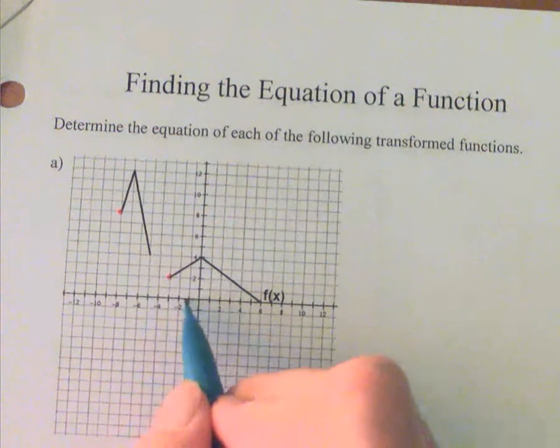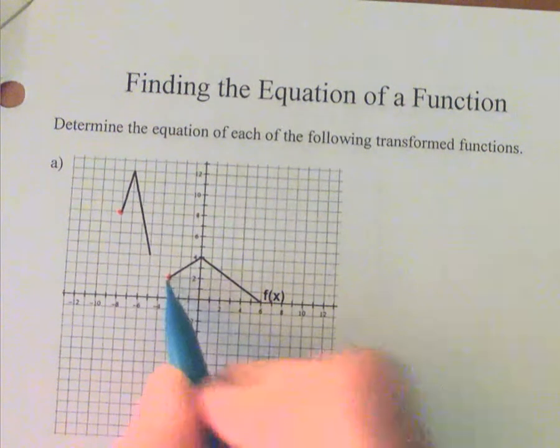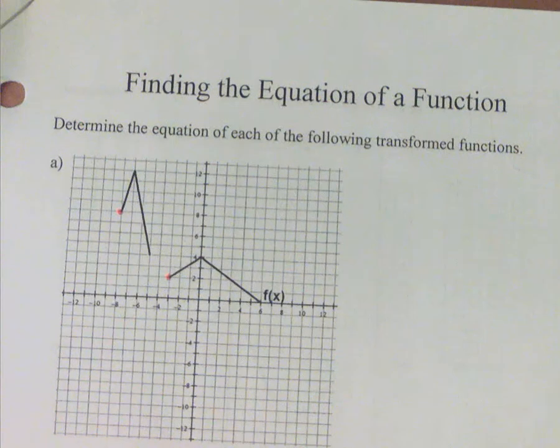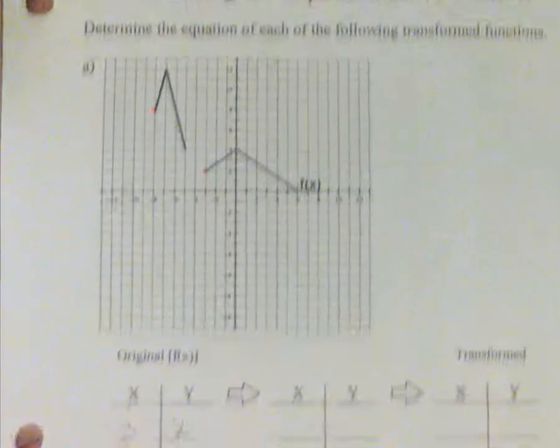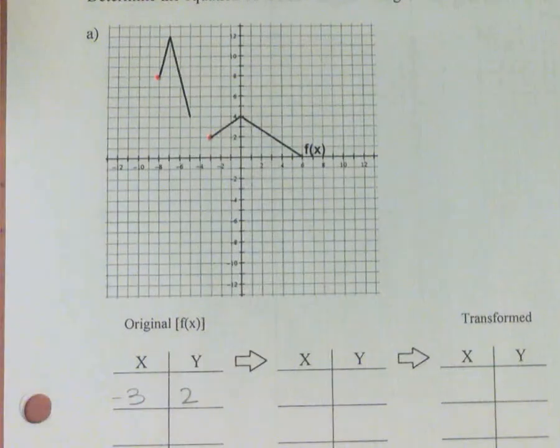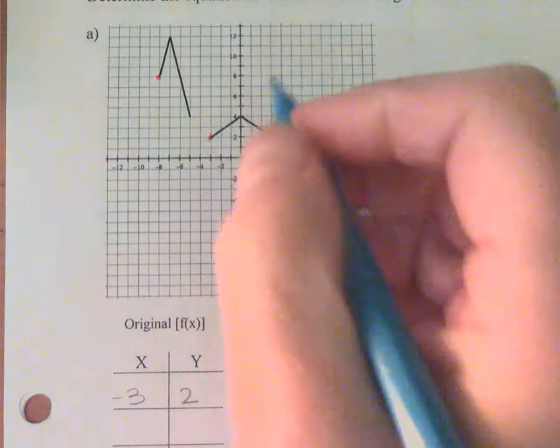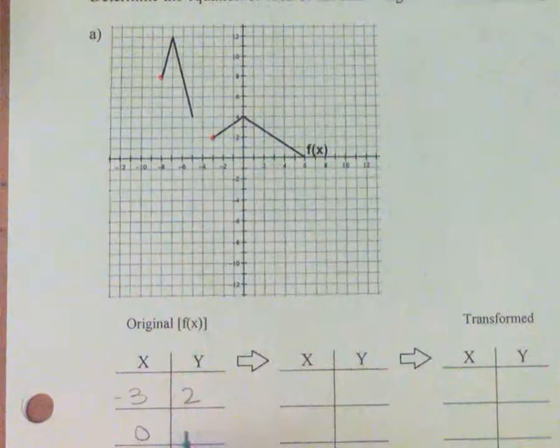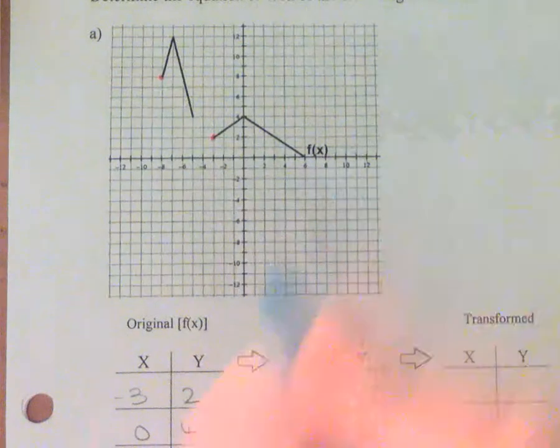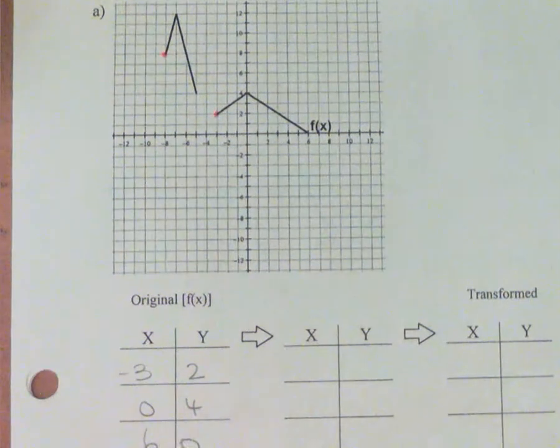We're at minus 1, 2, 3, 1, 2. So the first point is minus 3, 2, reading a graph from left to right. The next point is up here, which will be 0 and 4. And over here will be 6, 0.